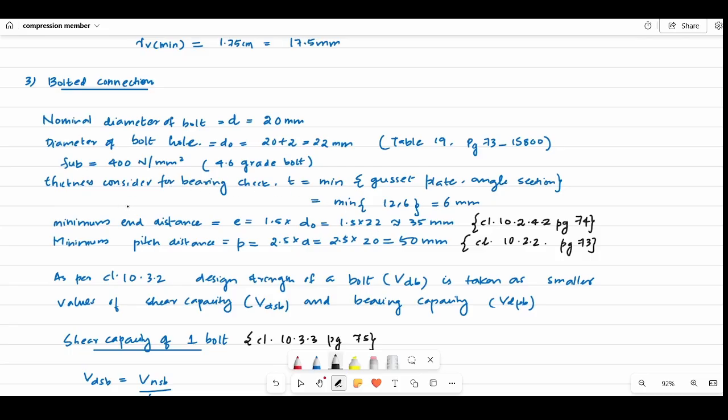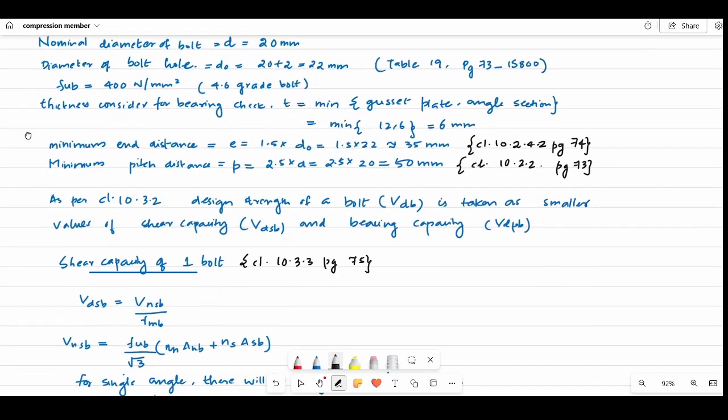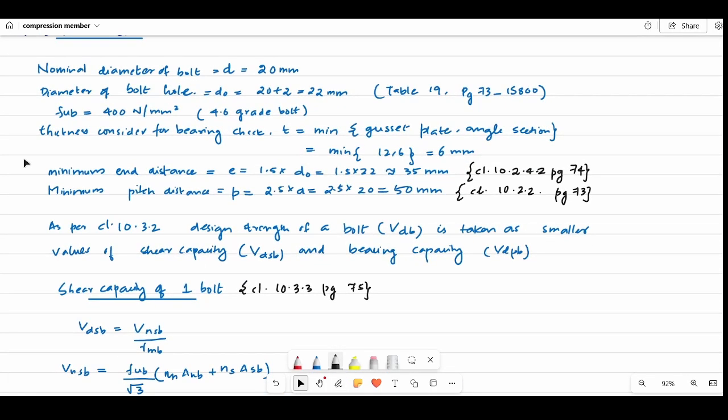Now the thickness value, which is used in the bearing capacity calculation. Now we know that the thickness has to be the minimum value of gusset plate and angle section. The angle section which we assumed was 90 by 90 by 6, and 6 mm denotes the thickness, and the gusset plate thickness which is given in the question is 12 mm. So in that calculation we have to use the minimum value, which is 6 mm. And also we are calculating the end distance and pitch distance beforehand, so that the calculation of the bearing capacity of the bolt will be easier.